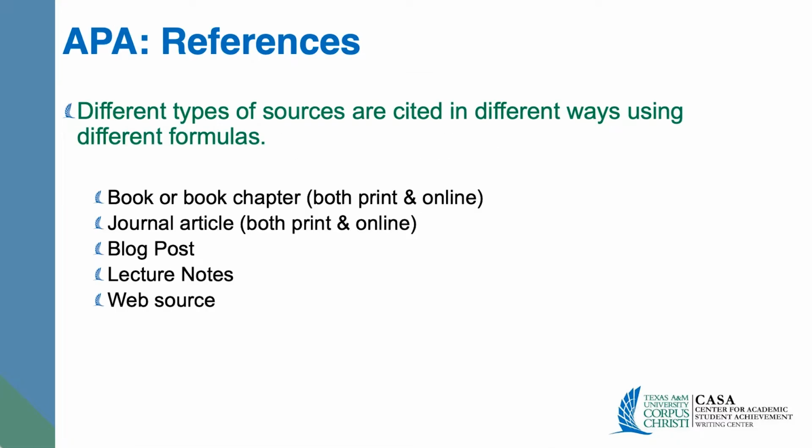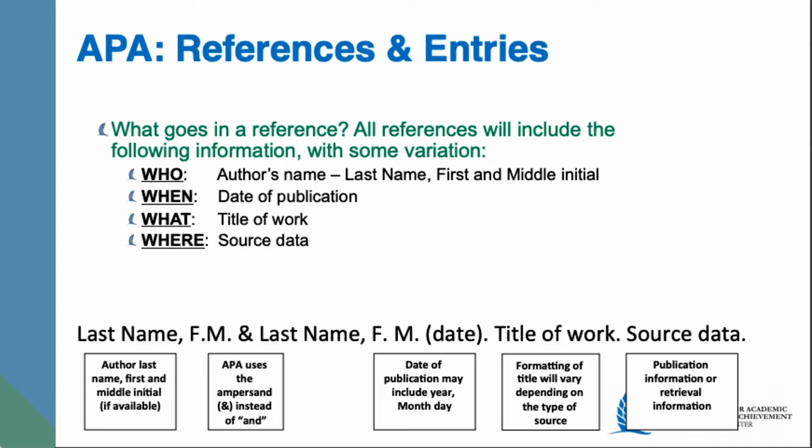So here's where we are going to get into the nuts and bolts of the actual references on the reference page. There are different types of citations. There are different types of sources: books, journal articles, blog posts, lecture notes, web sources, governmental documentation, executive reports, you name it, there's a way to cite it. The APA manual is about 400 pages long. There's a lot of resource information in there. So, these are just some of the most commonly used sources available.